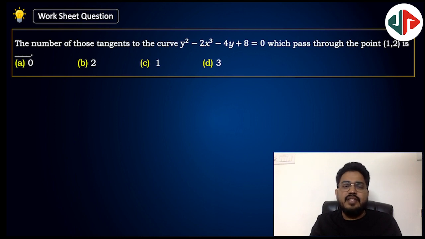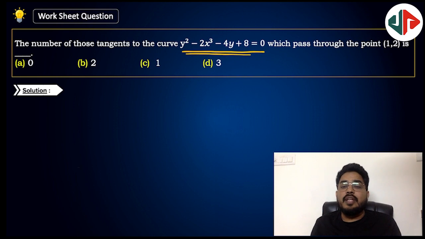The number of tangents to the curve which pass through the point (1, 2). So how many tangents are possible? It passes through (1, 2). This point (1, 2) is not a point on this curve. If you look here, 4 minus 2 minus 8 plus 8, no.